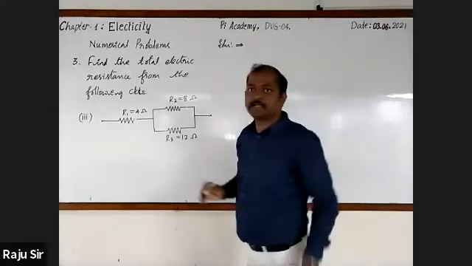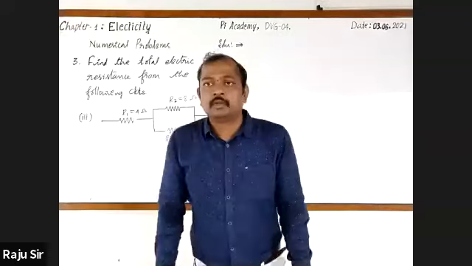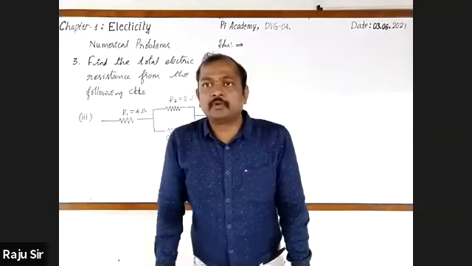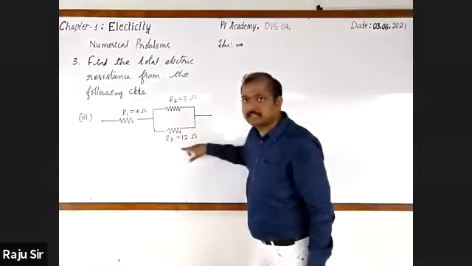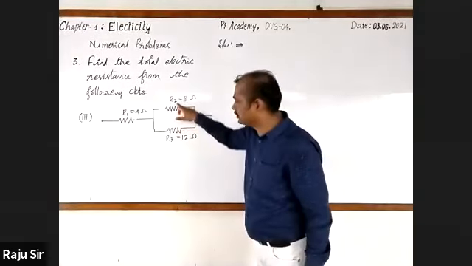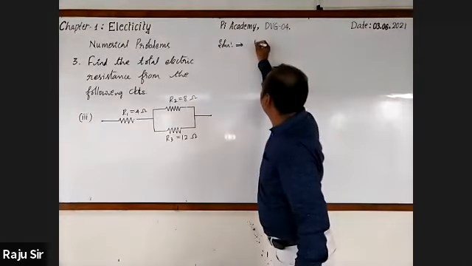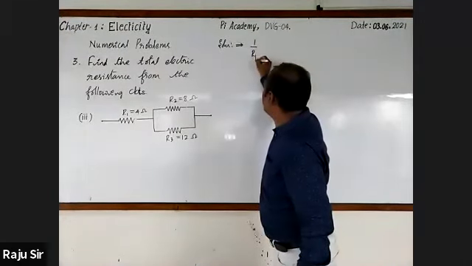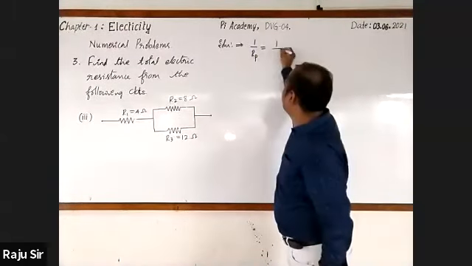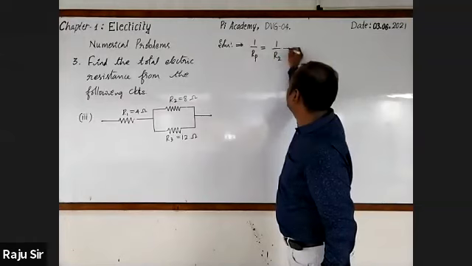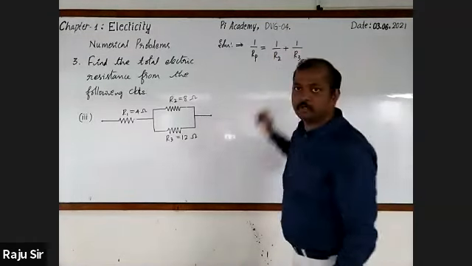Dear students, as I said, as it is a mixed connection, a combination of resistors, first you will find the effective resistance of these two, that is R2 and R3. Here I'll write 1 by RP is equal to 1 by R2 plus 1 by R3. Hope that you are understanding.